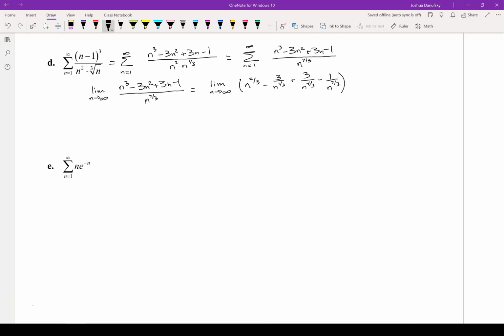Letting n go to infinity, the first term goes to infinity, and each of the last 3 terms go to 0. Therefore, our original series diverges by the test for divergence.